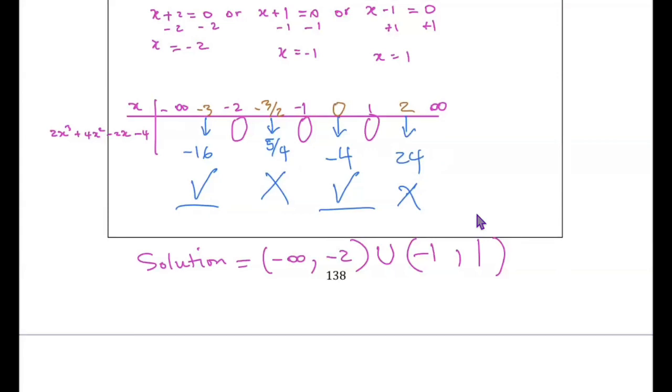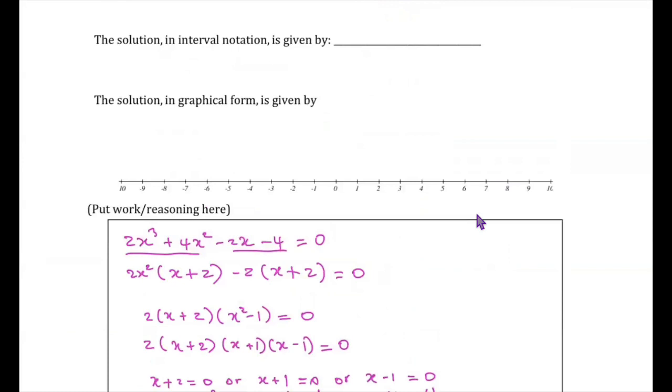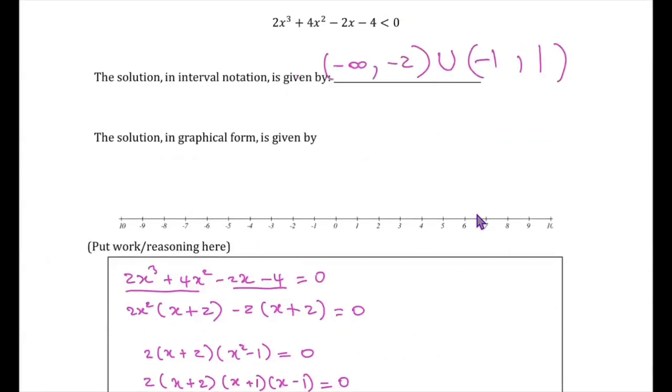And don't say, oh, I only forgot to put bracket and then I put parentheses. No, your answer is wrong because you cannot put parentheses when it requires you to put bracket. So you can't switch them. If you don't put the right thing, your answer is incorrect and you can't get the credit for it. So the solution here is from -infinity to -2, union from -1 to 1.